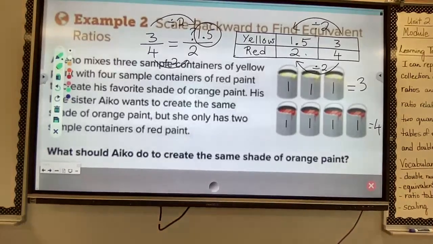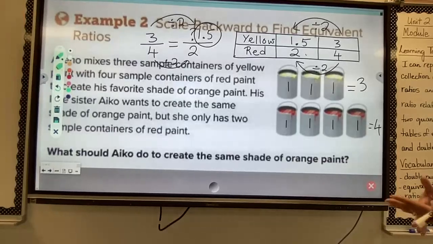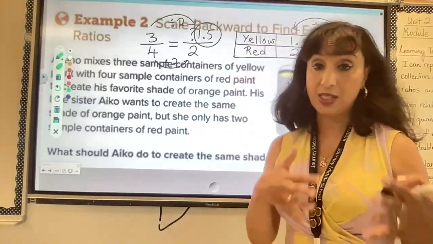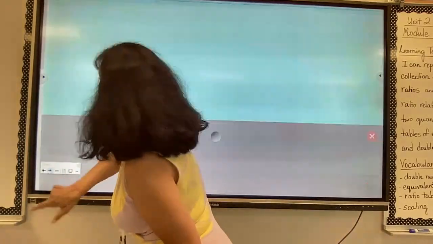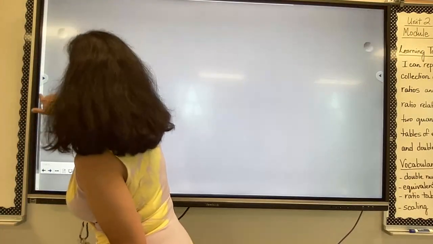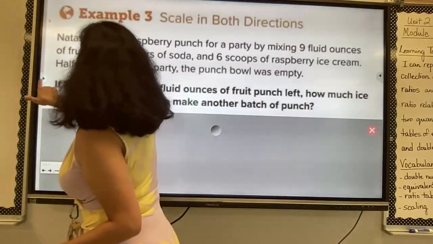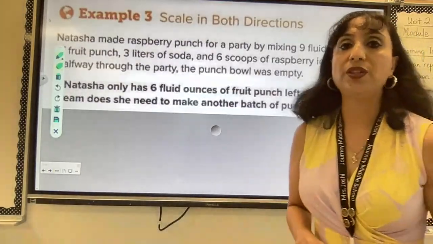All right, so let's do one more problem, in which I want to show you that you can scale backwards and forward on the same question. All right, so let's look at this one. And in this we can see, this is an example in which we are going to scale in both directions.